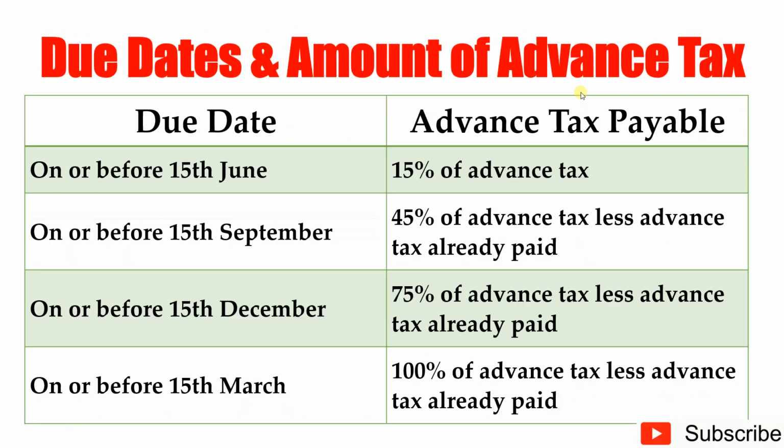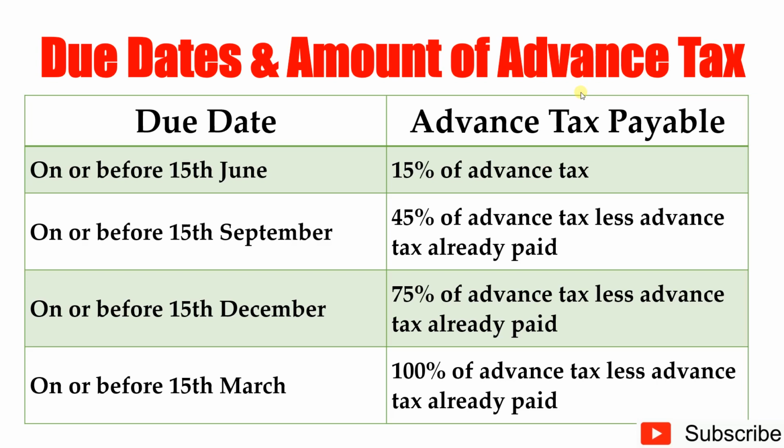What are the due dates and amount of advance tax? We can make the advance tax payments in 4 installments in a year. So what are the due dates? The first advance tax payment we have to make on or before 15th June of that year. Then how much is payable? See the table. On or before 15th June, we have to pay 15% of advance tax.